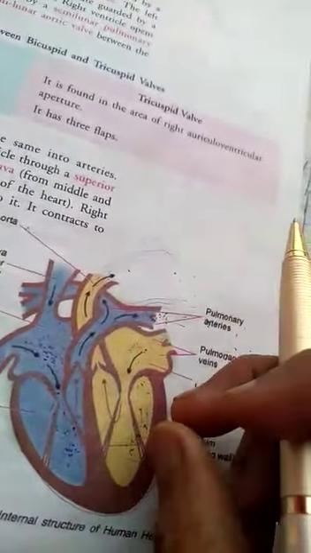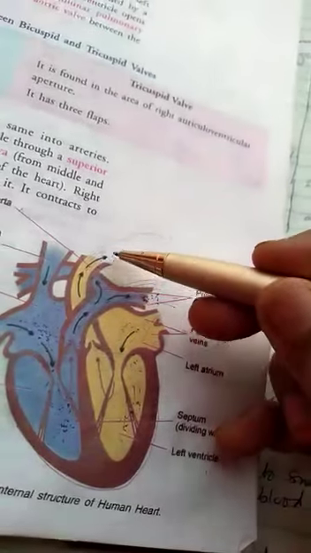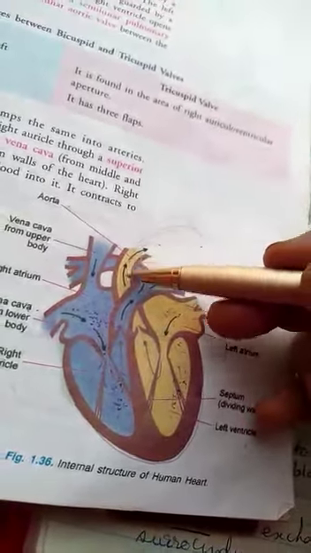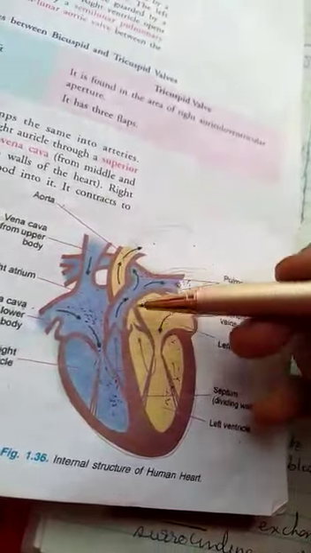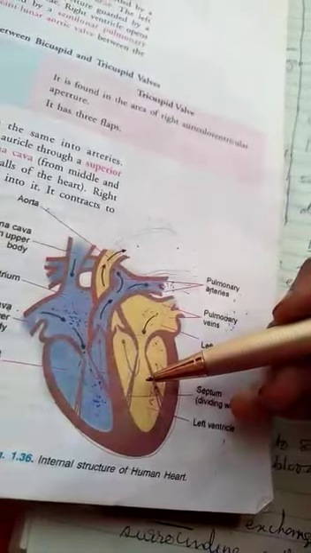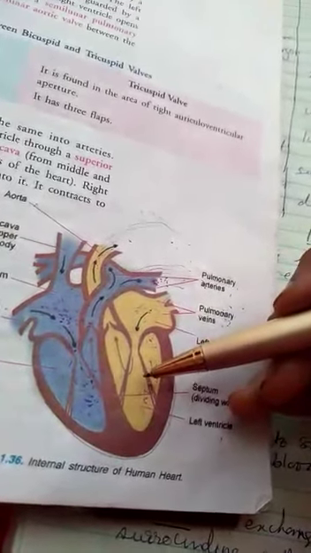When the ventricles contract, the oxygenated blood is pumped to the aorta. This is the largest artery. To prevent the backflow of the blood from the aorta to the ventricle, again a valve is present, which is known as the semilunar aortic valve.